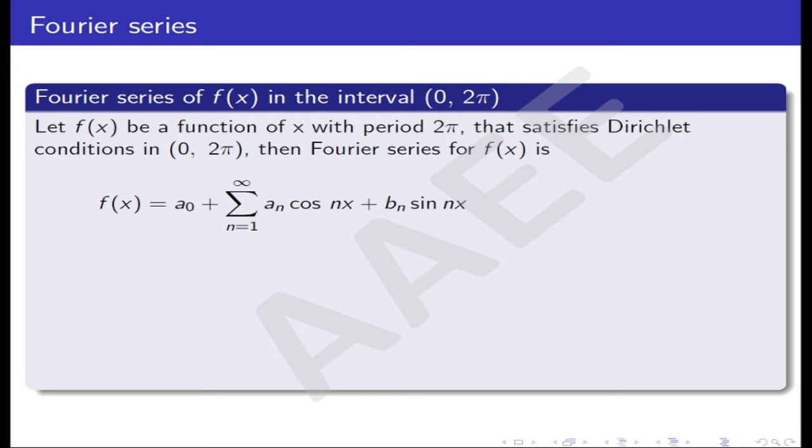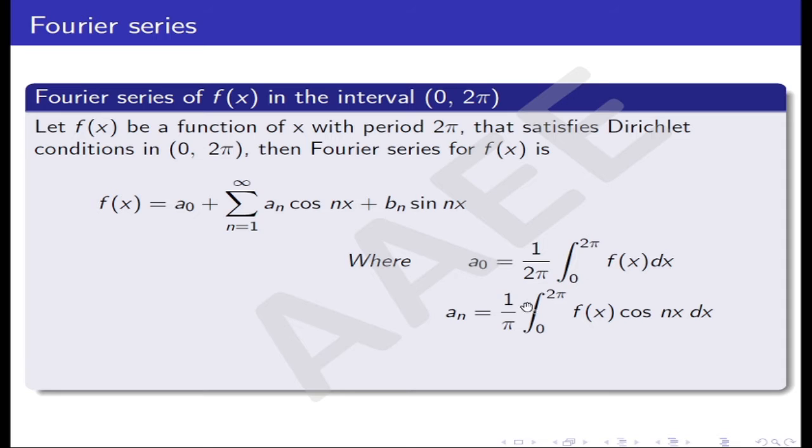So, let us see. Fourier series of f of x in the interval 0 to 2 pi is given by f of x is equal to a0 plus summation n varies from 1 to infinity an cos of nx plus bn sin of nx, where a0 is equal to 1 upon 2 pi integration from 0 to 2 pi f of x dx, an is equal to 1 upon pi integration from 0 to 2 pi f of x cos of nx dx, and bn is equal to 1 upon pi integration from 0 to 2 pi f of x sin of nx dx.